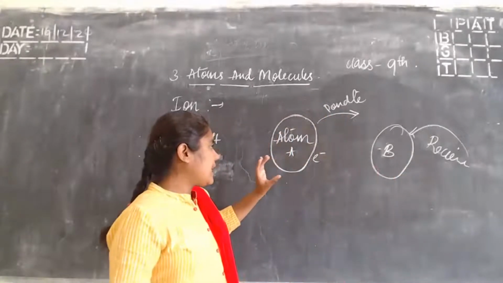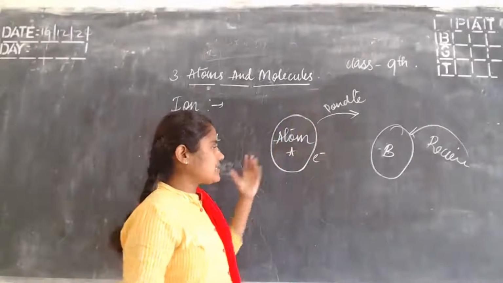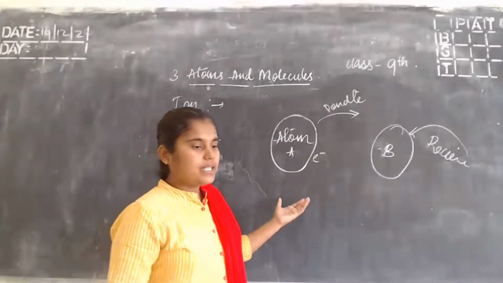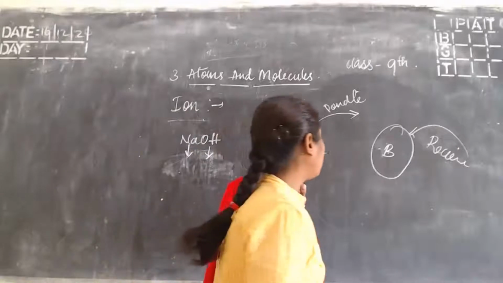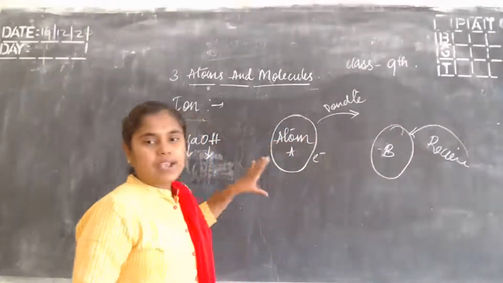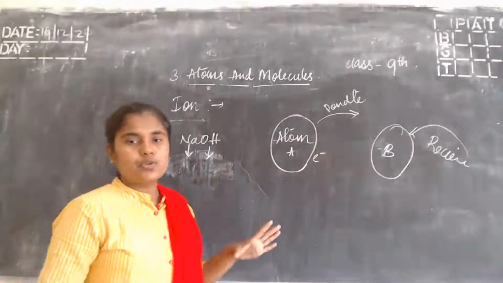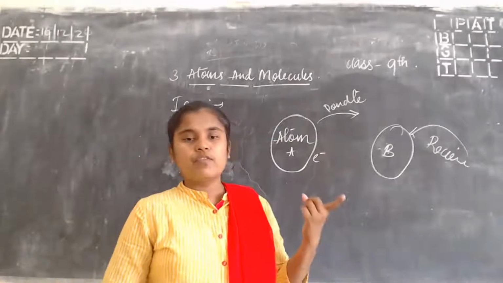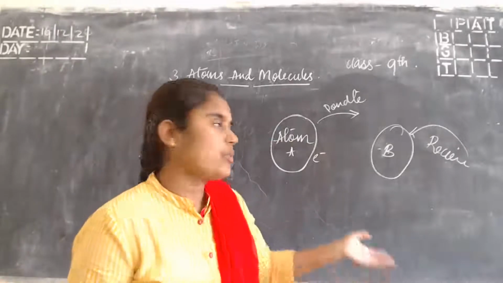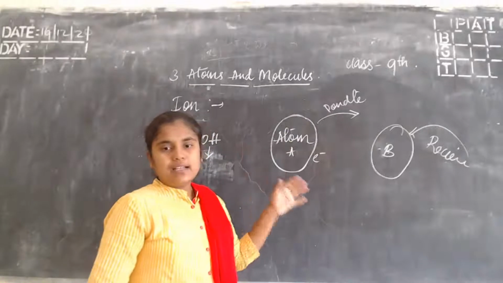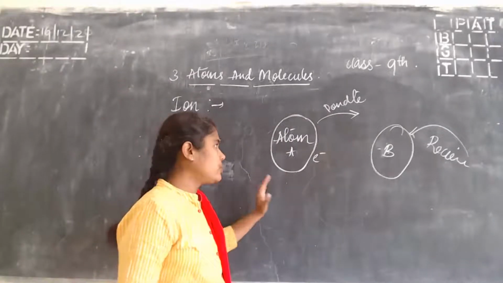So if you take an atom which tries to donate such that it attains its stability, then you can see that before it donates, any atom which is present is neutral. That is, it has an equal number of electrons and protons in it. So we say that it is a neutral atom.